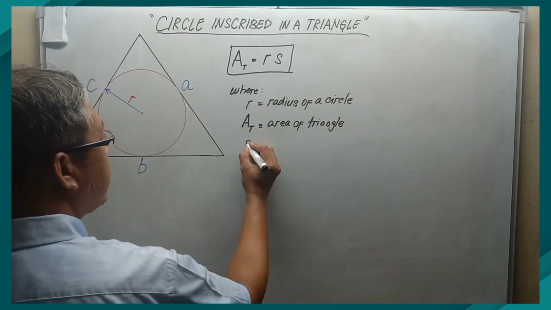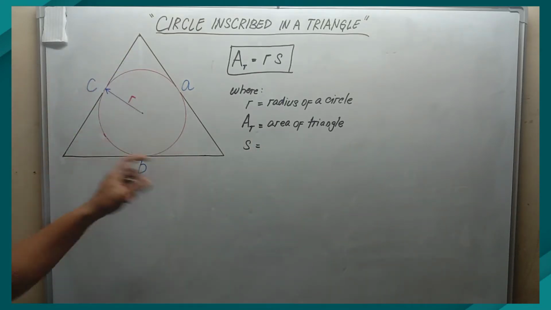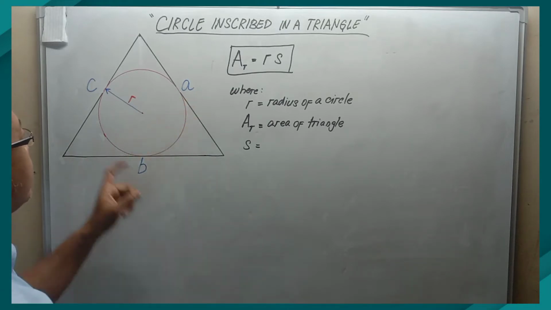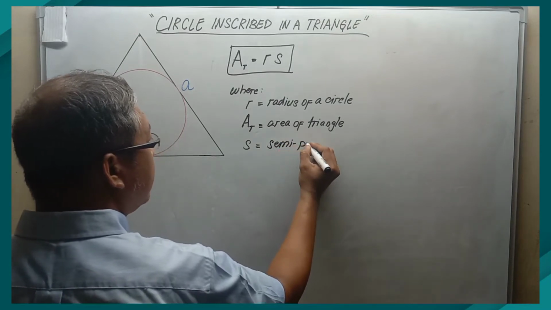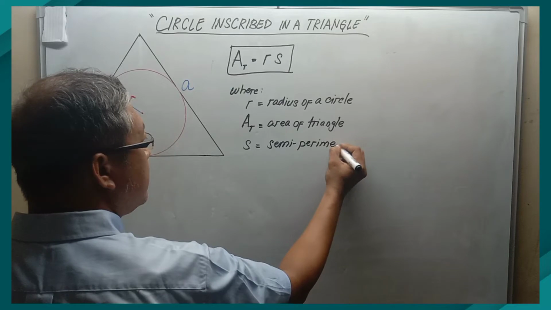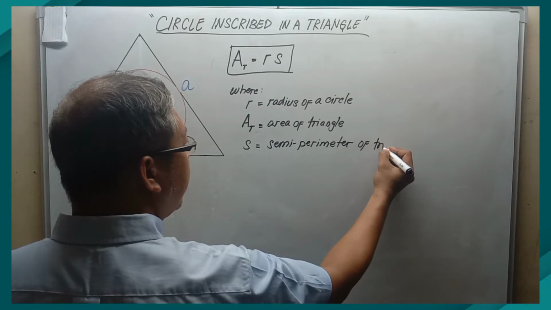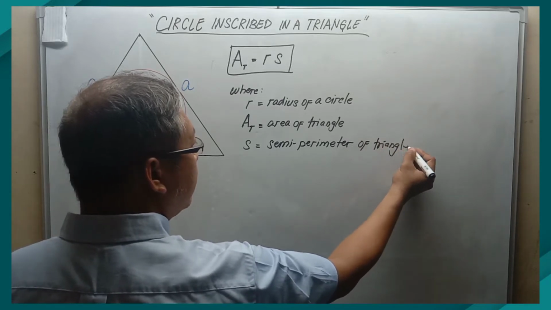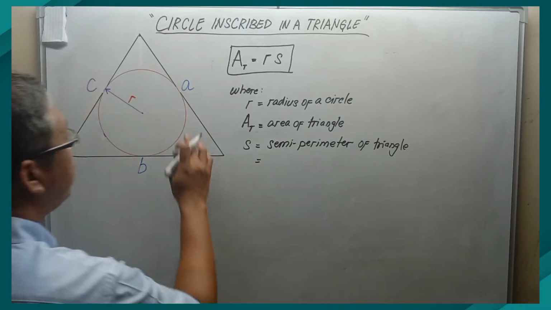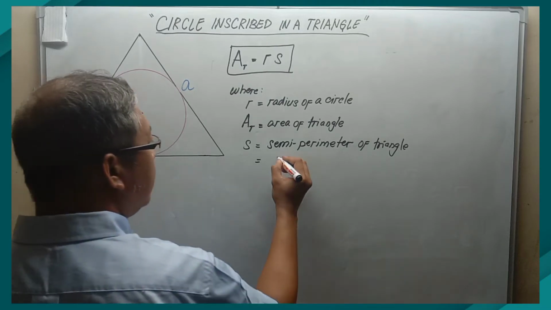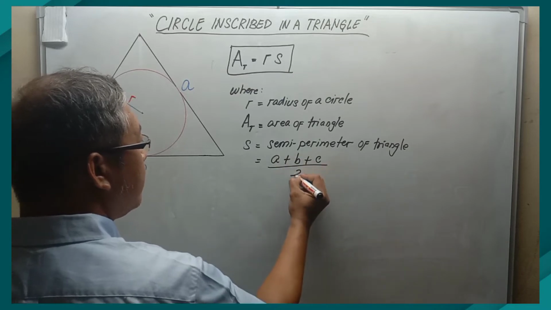And the third one is S. S is equal to the semi-perimeter of a triangle having three sides, which is equal to the summation of the three sides over 2, A plus B plus C over 2.